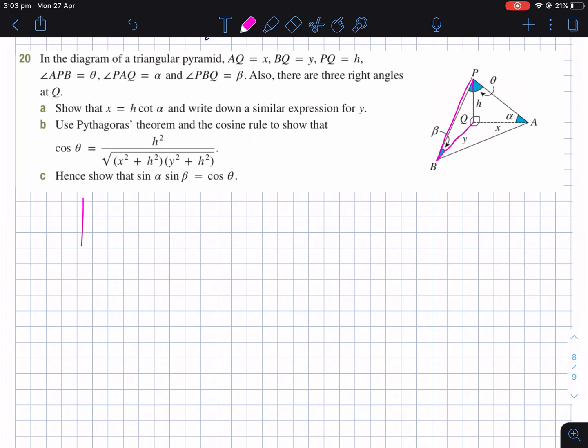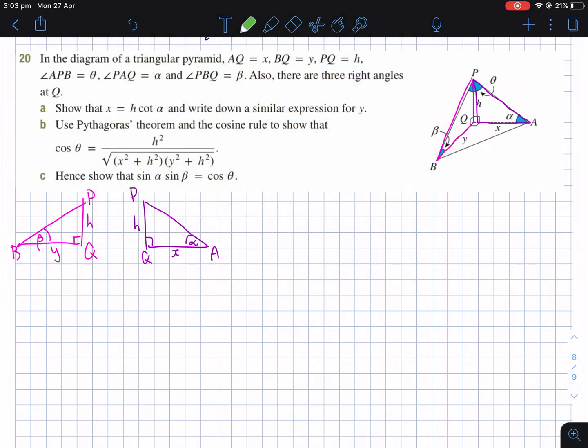So, I'm going to start off by divvying up all the triangles in here. So I've got the triangle PQB. This angle is beta, this height is h, this length is y. And I've got the triangle PAQ, PQA. Oh, and this was a right angle. So this length was x, this angle is alpha, and this is also h.